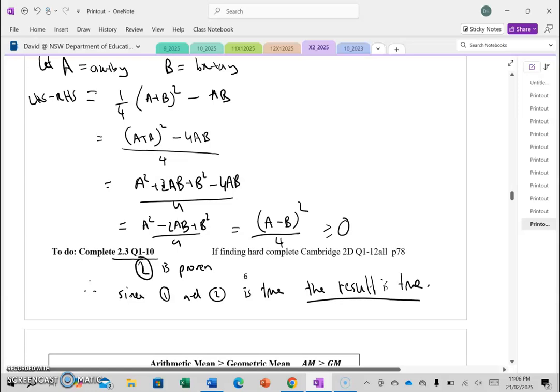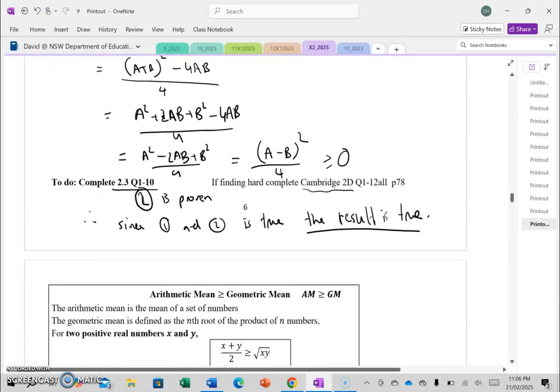You should be able to do the first 10 questions of 2.3. If you are struggling, only if you're struggling, Cambridge 2D is a little bit more scaffolded. So if you want some more scaffolding, some more support, look at Cambridge 2D.